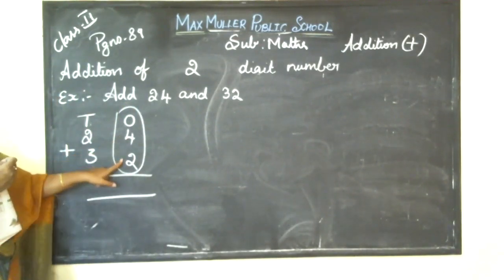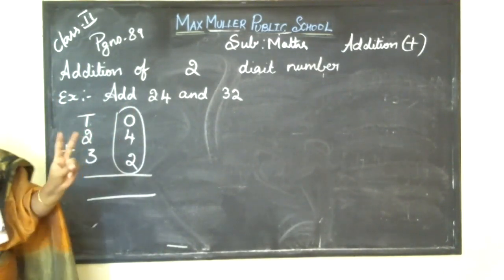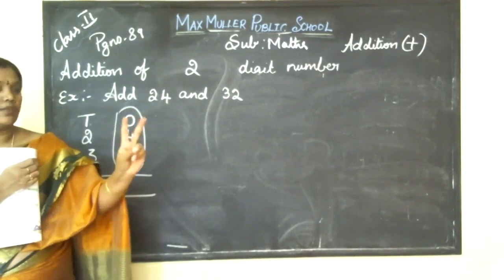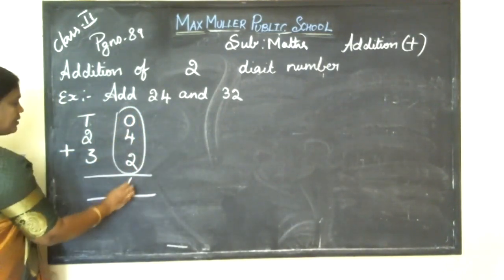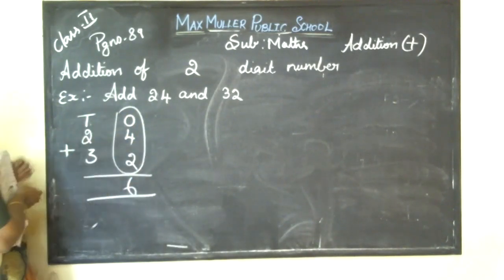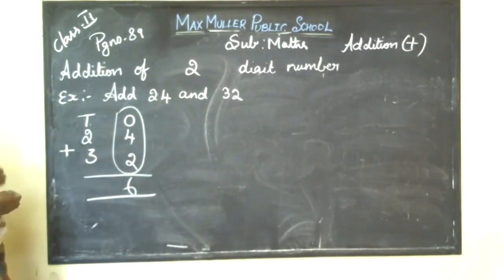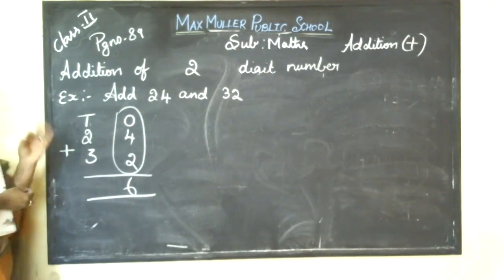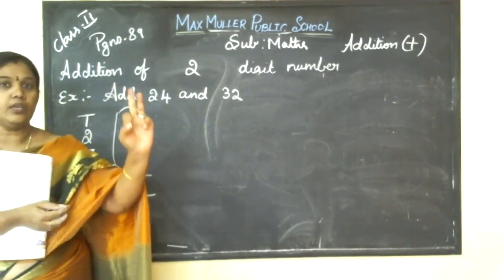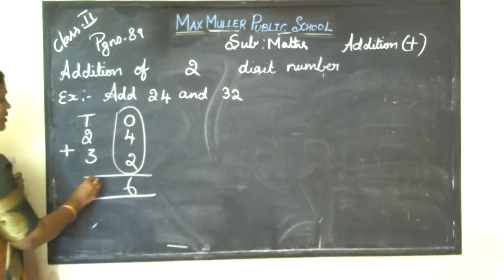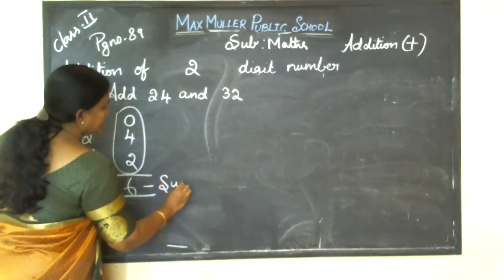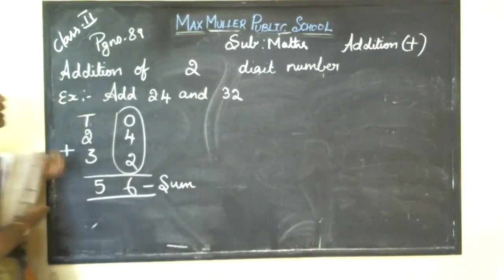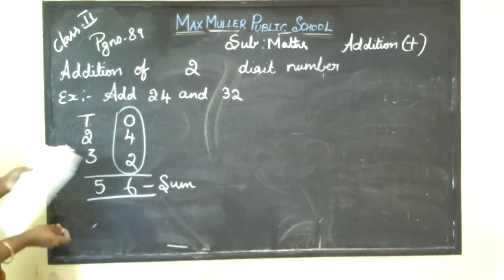4 plus 2, 4 in the mind, 2 on my finger. After 4: 5, 6. We finished the ones column. Now we will go to the tens column. 2 in the mind, 3 on the finger. After 2: 3, 4, 5. Sum is 56. This is the sum, children. Like that you want to do the addition of 2-digit numbers.